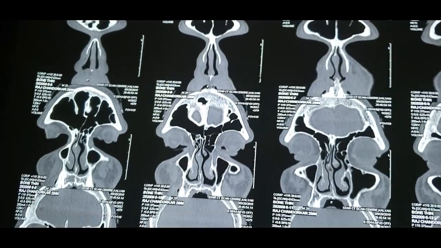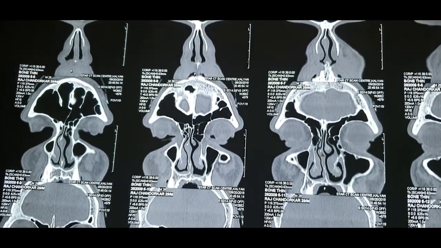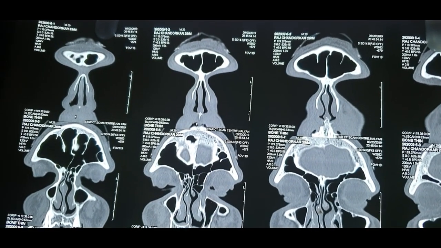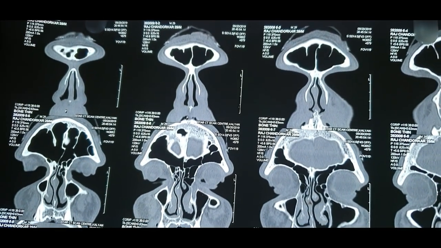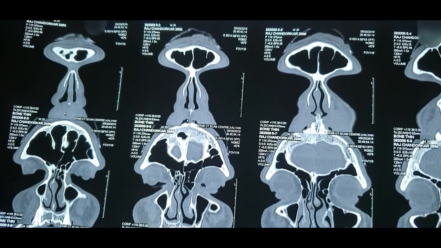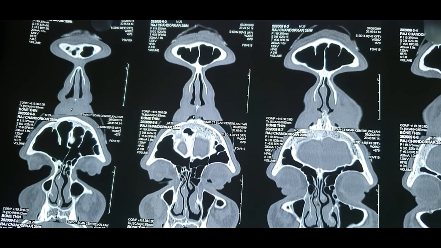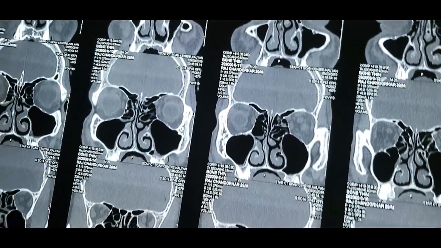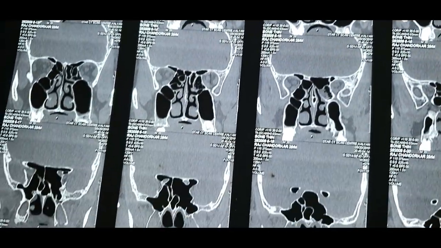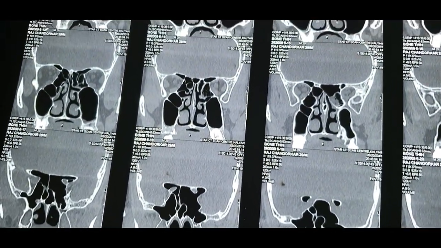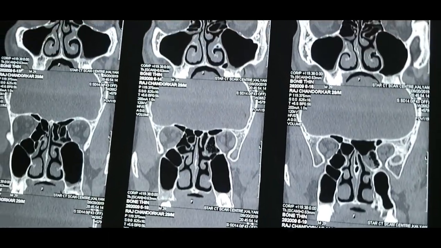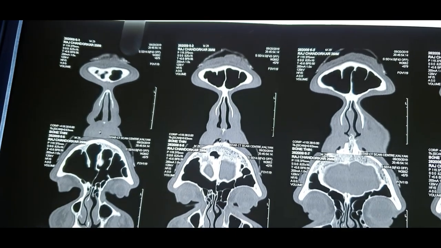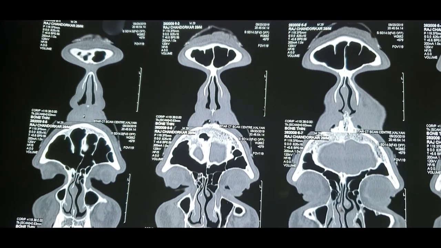Certain anatomy of the sinuses is well studied in sagittal scans. For example, the frontal sinus and the frontal recess anatomy are well studied in the sagittal scans. But certain anatomy is better understood in the axial scans. For example, the optic nerve, the anatomy of the orbit, and the anatomy of the lamina papyracea are well studied in the axial scans.